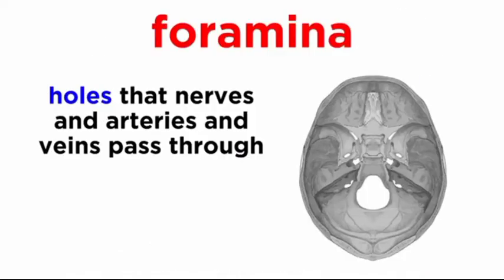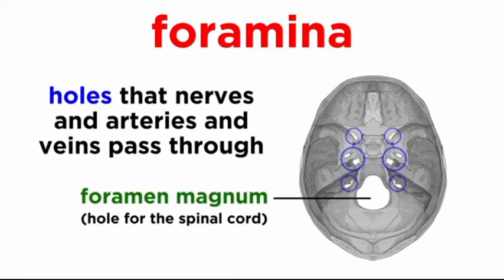We should also mention the foramina, which are holes that nerves and arteries and veins pass through, most notably the foramen magnum at the base of the skull, through which the spinal cord passes.